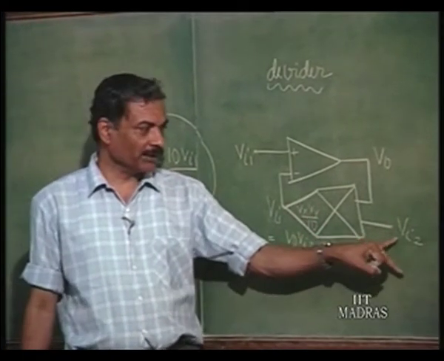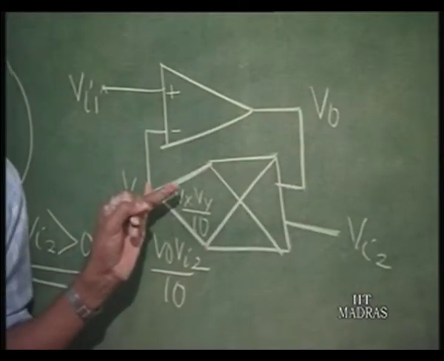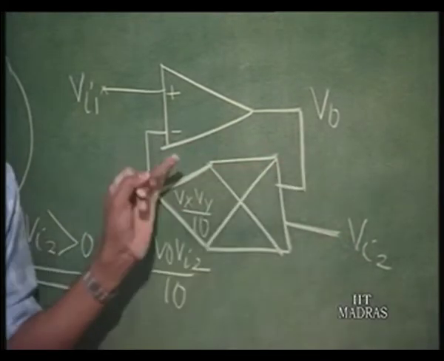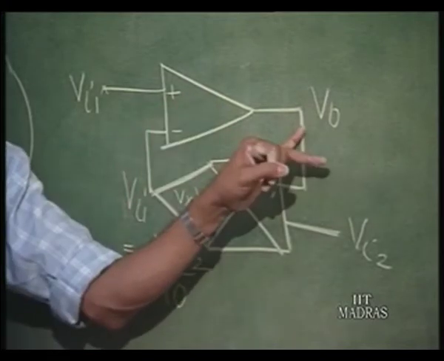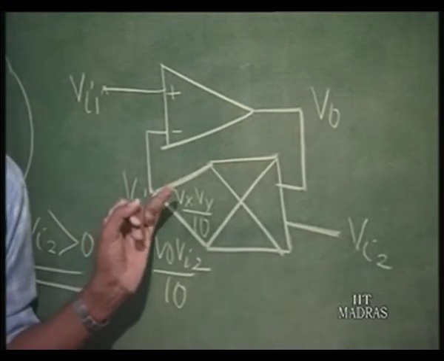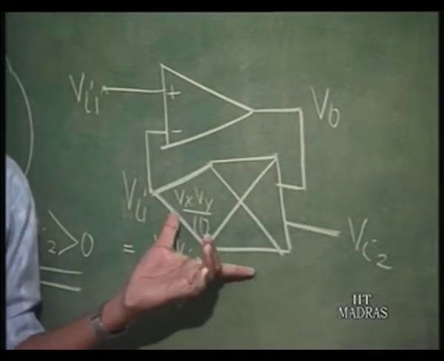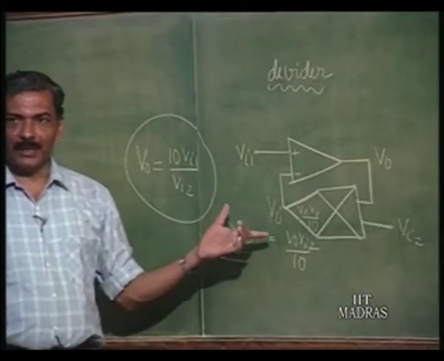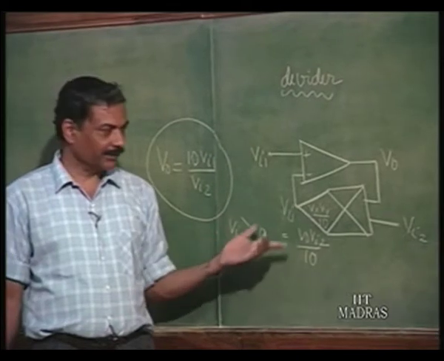If this is positive, there is no phase inversion between this and this. If this is negative, there is a phase inversion. If there is a phase inversion, already 180 degree here, and this again 180 degree, there is a positive feedback, and this circuit will fail to function. So, this is the limitation of this circuit with negative feedback. It cannot work for any polarity of voltage that you are considering.